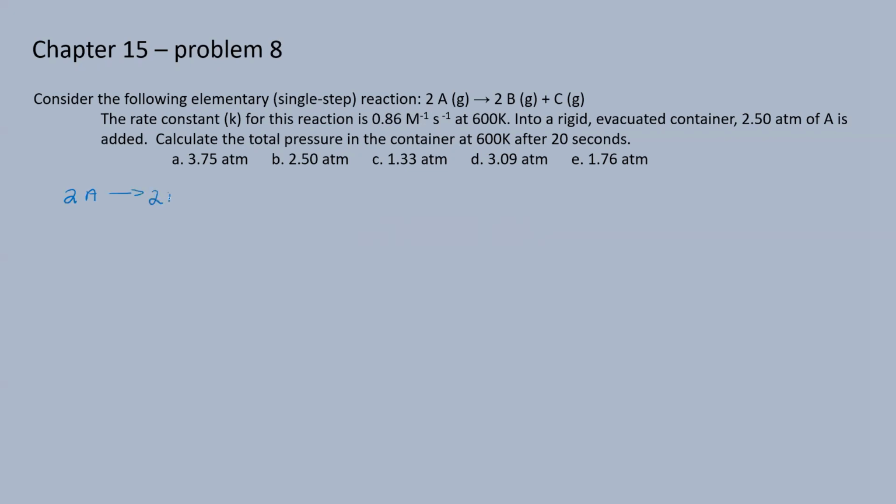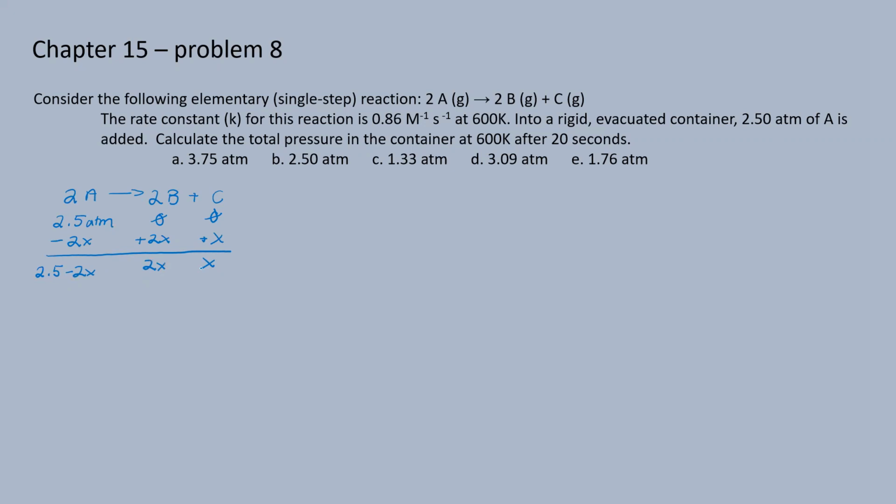So I'm going to write down the reaction. We're starting off with 2.5 atmospheres of A, no B, no C. As the reaction goes forward, we would expect A to go down, B to go up, and C to go up incrementally based off of the molar coefficients. So at this particular time, we should have 2.5 minus 2x, and x.